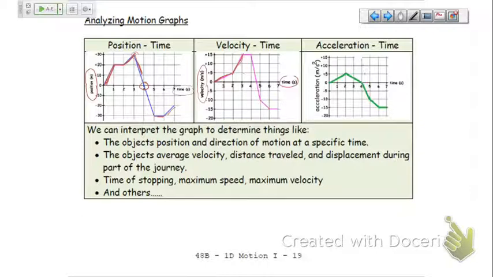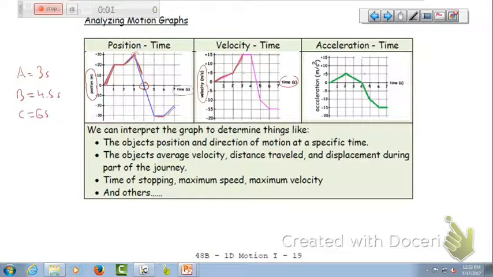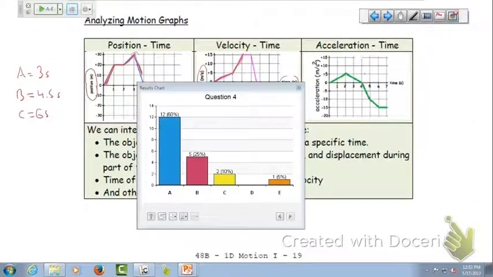When is this point stationary for the first time? I'll give you some choices. A equals 3 seconds. B equals 4.5 seconds. C is equal to 6 seconds. Can you choose for me, please? When is this object stationary for the first time? What do you think? So let's stop this and have a quick look. Mainly A, some B, some C.